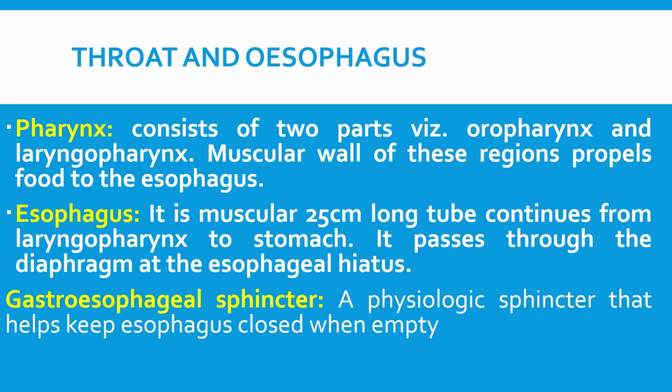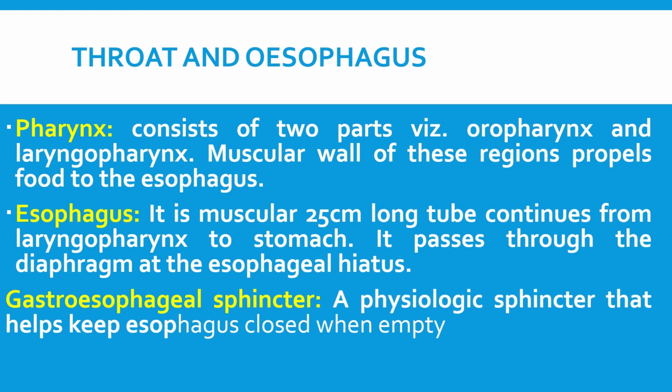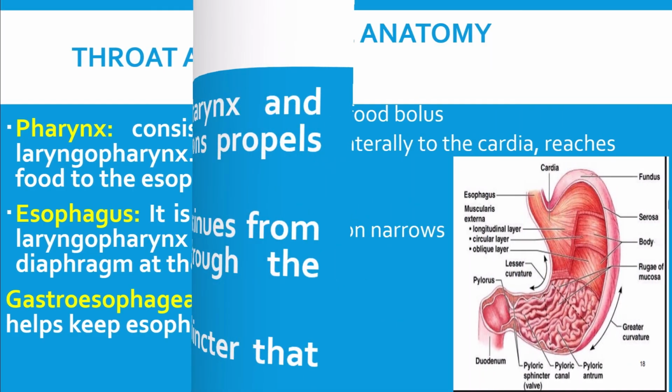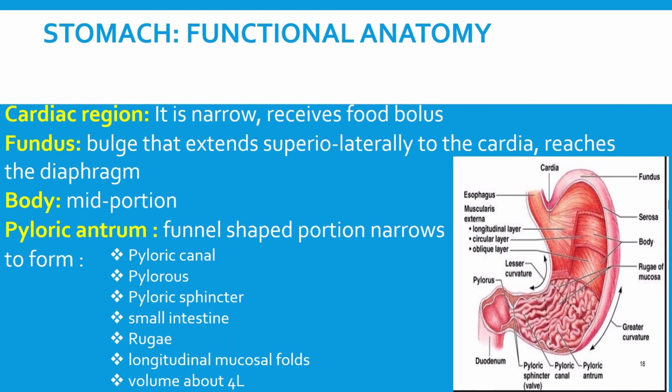Gastroesophageal sphincter is a physiologic sphincter that helps keep the esophagus closed when empty. Next to the oesophagus is the stomach. It has 2 main regions. One is the cardiac region of the stomach, which is narrow and receives the food bolus. The other is the fundus, which bulges and extends superiorolaterally to the cardia, reaching the diaphragm.